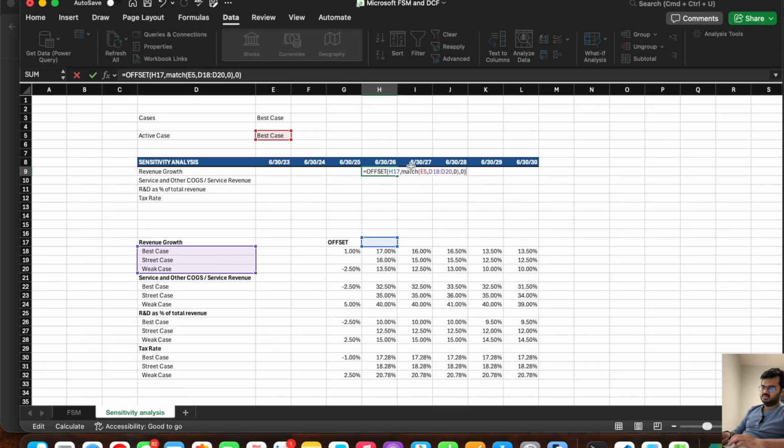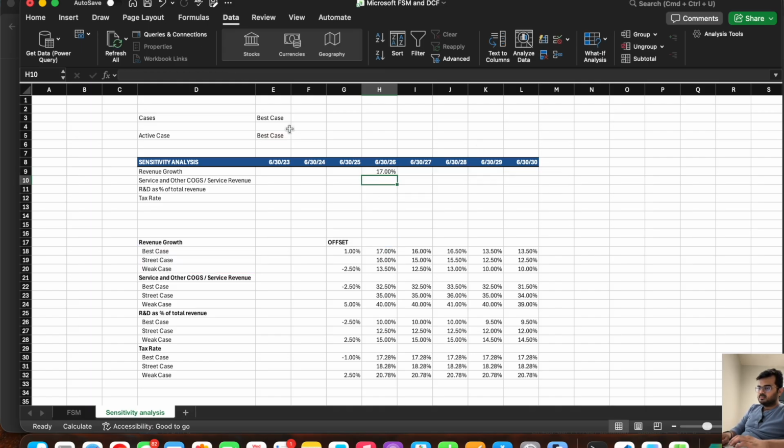If I switch from best case to street case, the numbers will change accordingly. So for this, I will make this a constant, or anchor it, because this won't change throughout the rows. Now, to keep it simple, I will do it with the street case, and then I will pull this forward. Let's evaluate just for one case if it is working.